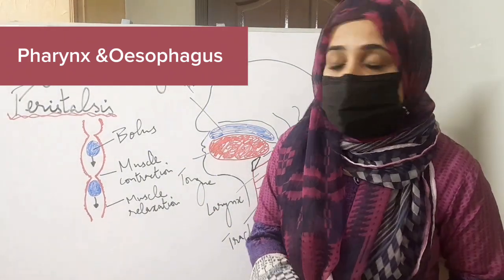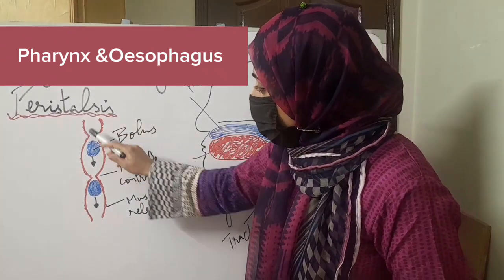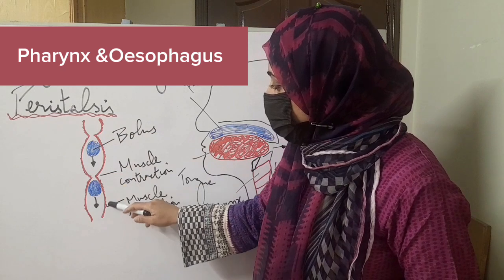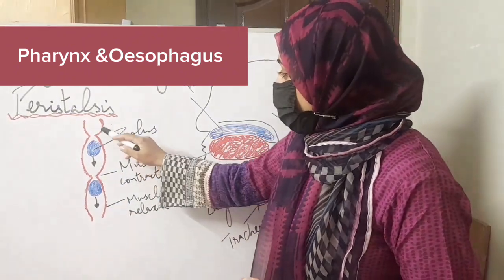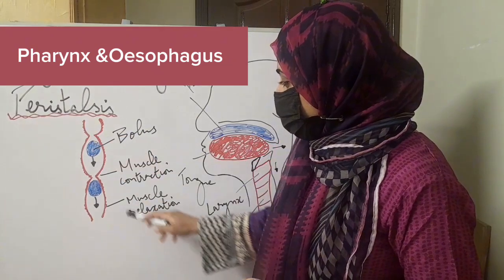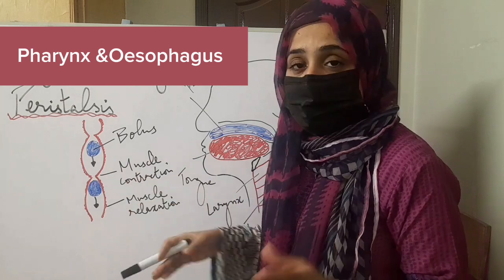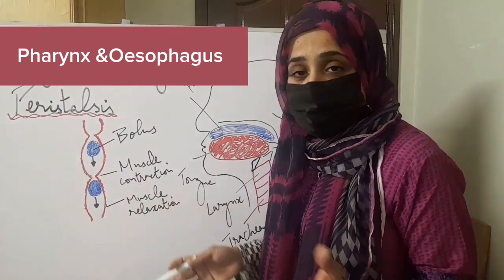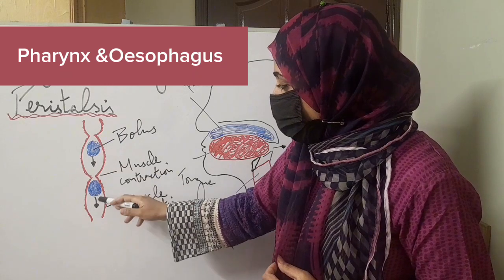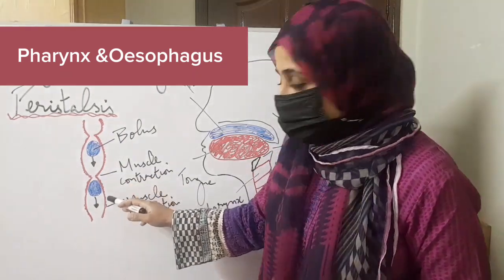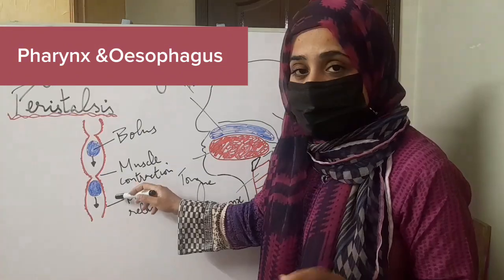Diagrammatically, we can explain it like this: these are the walls of the alimentary canal, and definitely these walls are made of smooth muscles. This is the direction of movement of the bolus. So there is a rhythmic muscle contraction and relaxation, like this. Here the muscles contract and move the bolus downwards, and here the muscles relax, so the bolus can easily pass from here.